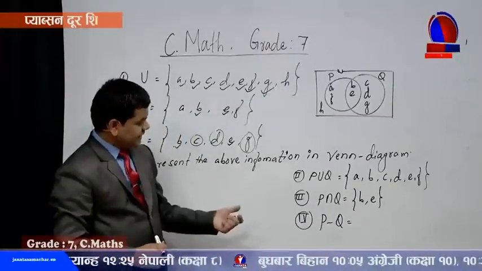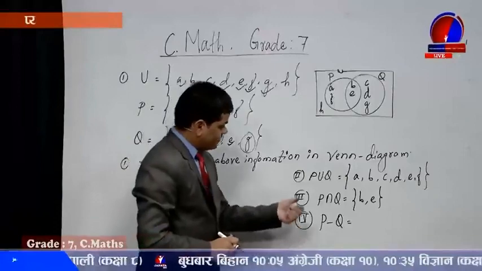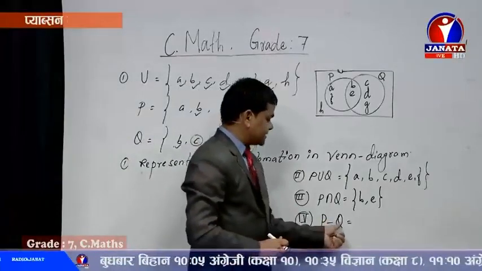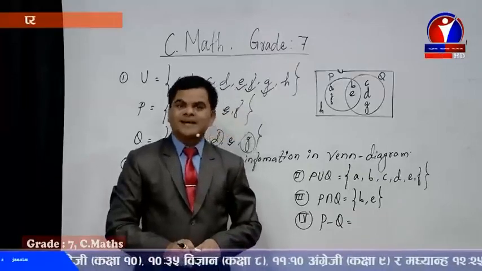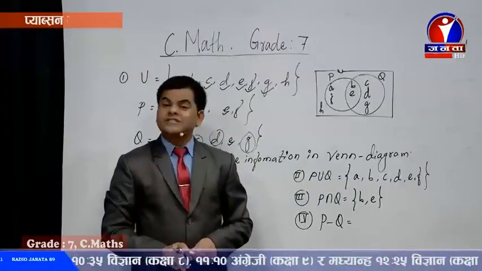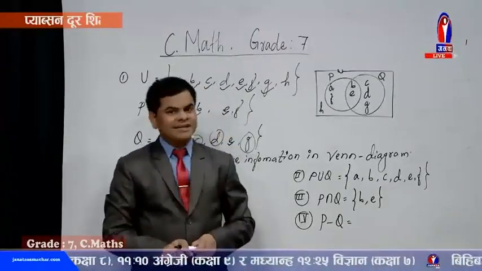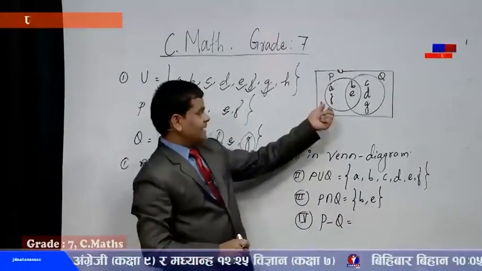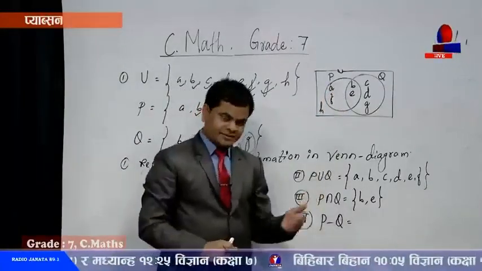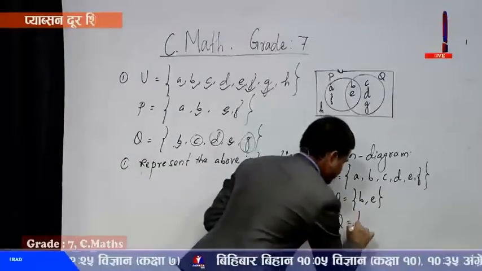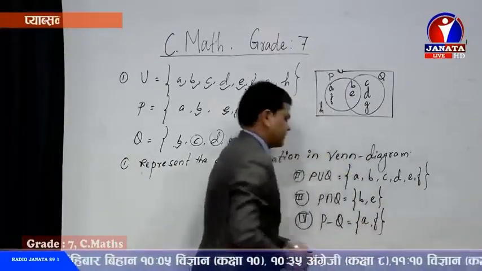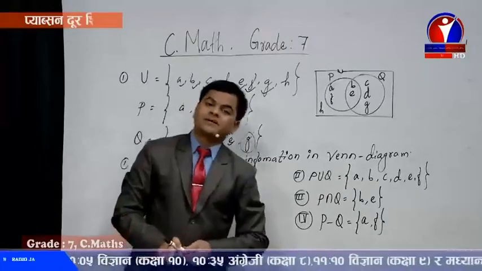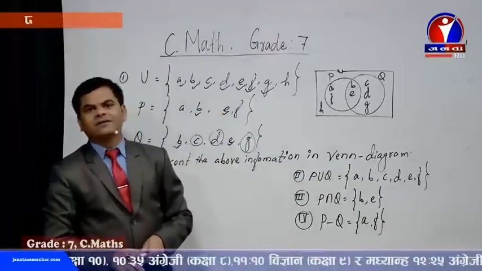So if you see in the Venn diagram, P difference Q represents the elements contained in the P set only, which are the pure elements of the P set. So if you see in the Venn diagram, A and F. So let's copy in the place of P difference Q, A, comma, F, and close the elements with a curly bracket.